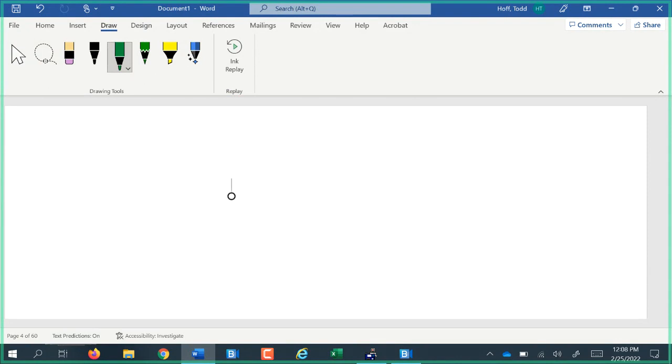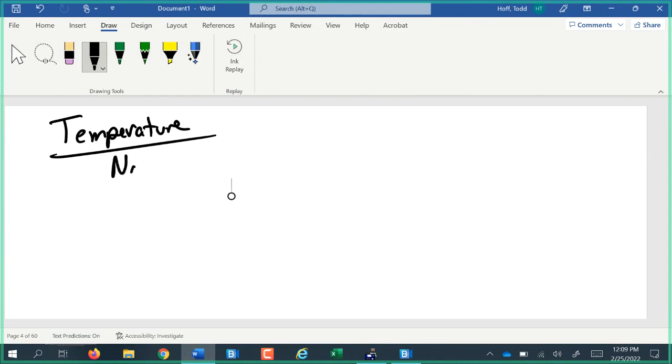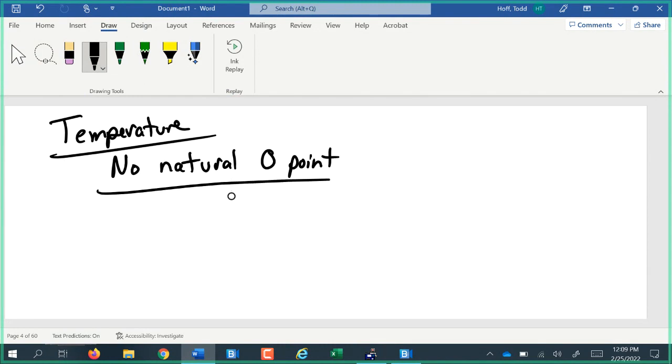With that, brings us to our last conversion for this unit. And that is the one that doesn't work out nice and clean, the one that we cannot simply use a unity fraction or a conversion factor for. And that is temperature. The problem with temperature is that there's no natural 0 point. At least there wasn't at the time when they developed the scales for measuring temperature.